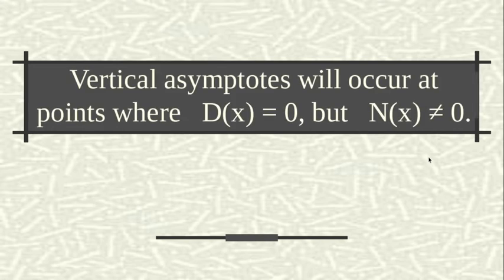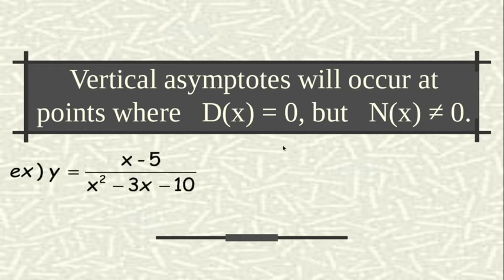Okay, so we're going to talk about how to find a vertical asymptote if you're given a function. Vertical asymptotes will occur at points, or really just x values, where the denominator equals 0, but the numerator doesn't. This is important because denominator equals 0 gives domain restrictions, but not all domain restrictions will be vertical asymptotes. The only ones that will be vertical asymptotes are where the bottom is 0, but the top isn't.